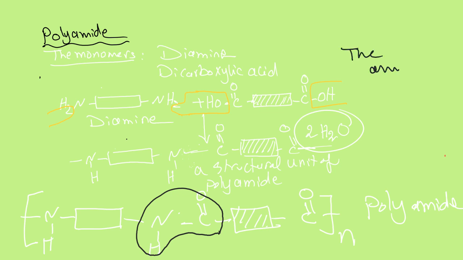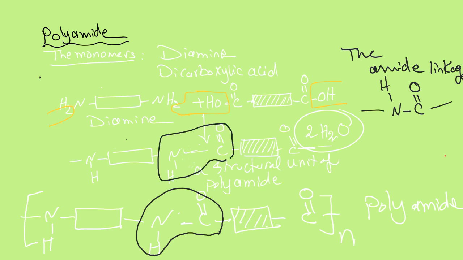The amide linkage or amide bond is C double bond O, N, H. And you should keep open ends like this. So here, this is the amide linkage, CONH.